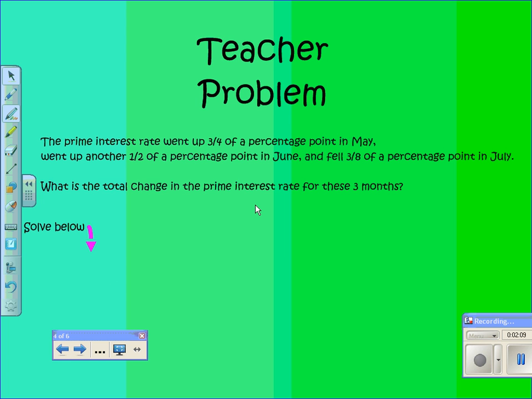The prime interest rate ran up 0.75% in May, went up another 0.5 percentage point in June, and fell 0.3 of a percentage point in July. What was the total change in prime interest rate for 3 months? Let's see if we can solve this problem down below.